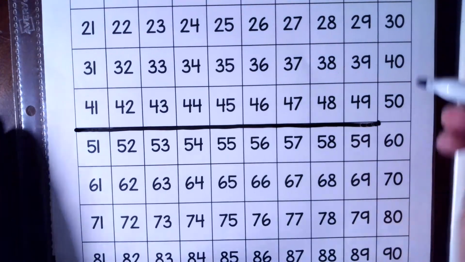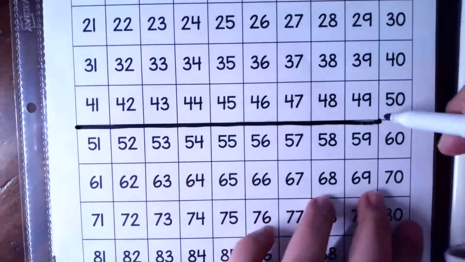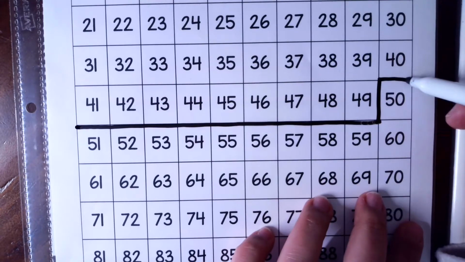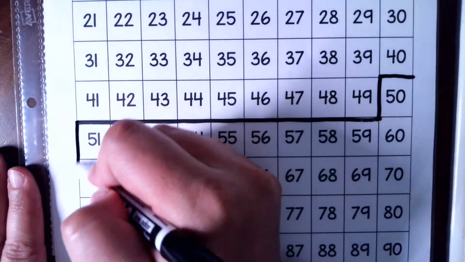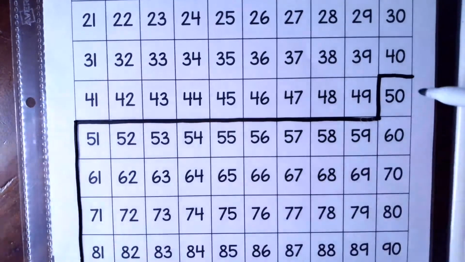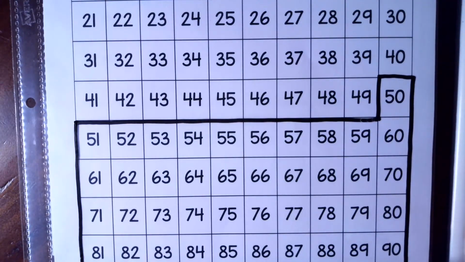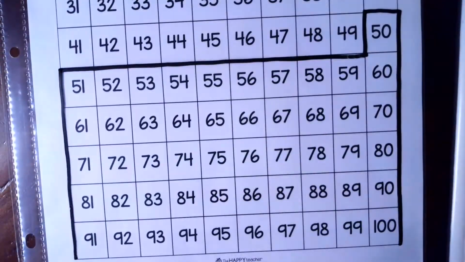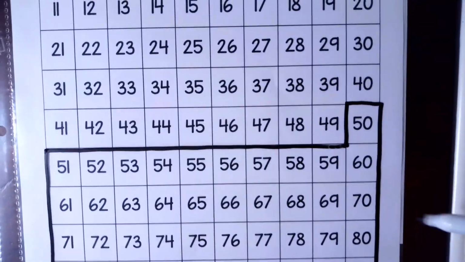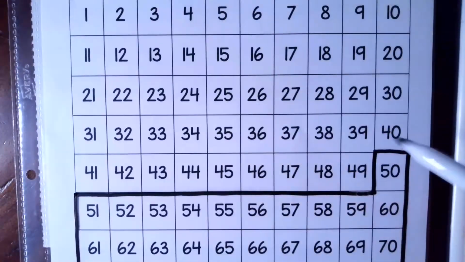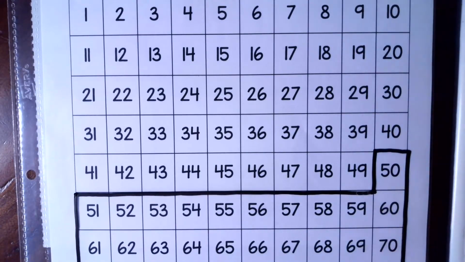the 50s and the 40s. And then you're going to draw it going up like this. So basically, if your number is in this bottom half, now make sure you include 50, then you're going to round up. And if it's in this top half, you're going to round down.